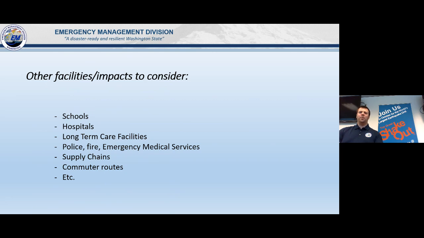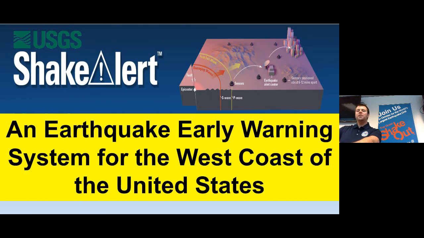What about all these roads and bridges along I-5? These are things we need to think about so we can start working to mitigate them and the impacts they might have. One of the tools that we can use to start mitigating this, kind of giving you a preview of what's coming up in the next year.